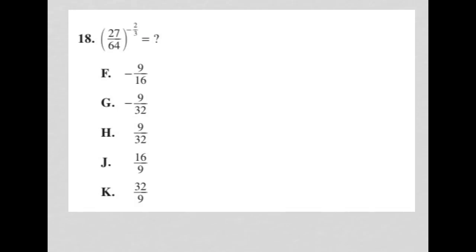So this question says 27 over 64 to the negative 2/3 power. The best and fastest way to find this answer is to just throw it into your scientific calculator, right? We're going to throw it in as is, 27 over 64, then raise that up to the negative 2/3 power. What I get when I do that is that the answer is 16 over 9, and therefore answer choice J.